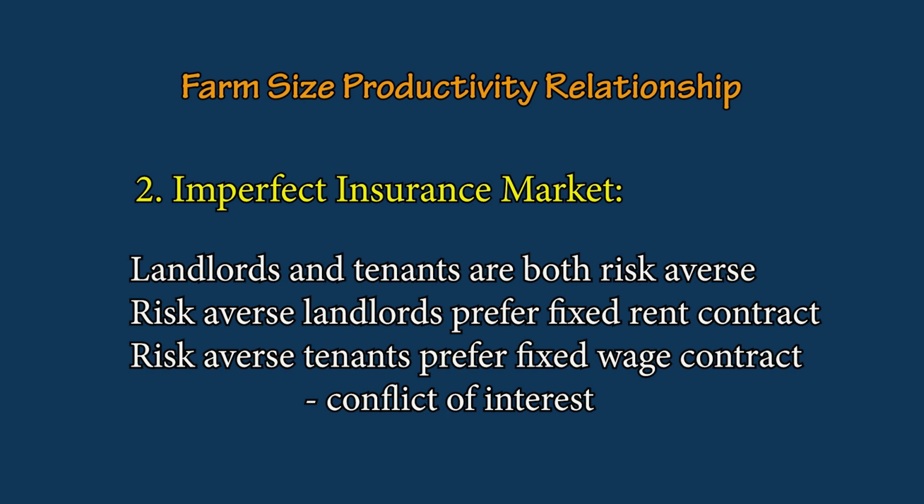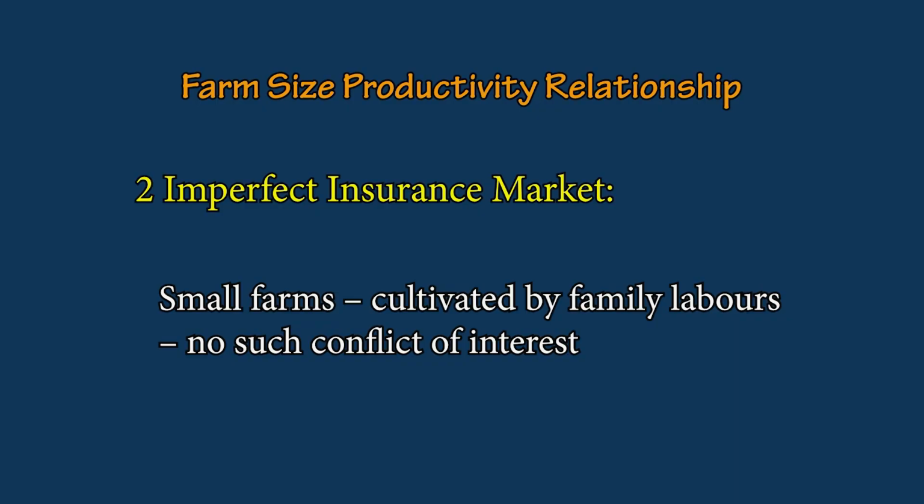So this creates a conflict of interest between them. So any form of contract which is agreed between them creates some sort of efficiency related problem which has its adverse impact on productivity. Now what happens if the farm is small? If the farm size is small, then it is mostly cultivated by family laborers. So no such conflict exists between them.